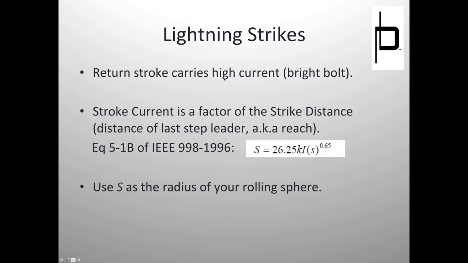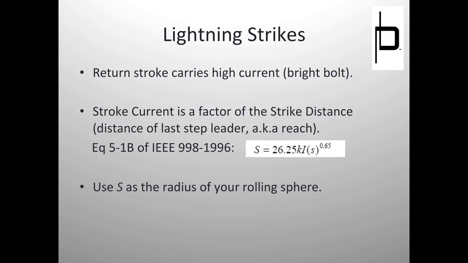Again, we said that the return stroke is what that bright bolt is. That's the dangerous amount of current. That's the high current in that return stroke back up to the cloud, and that's what the bright bolt is. We're going to call that amount of current stroke current from here on out. That stroke current is a factor of strike distance. So what is strike distance? Strike distance is that last step leader to the grounded object. The step leader is forming in zigzag patterns and neutralizing air around it, and then that last jump it has to do before it hits a grounded object is the strike distance.